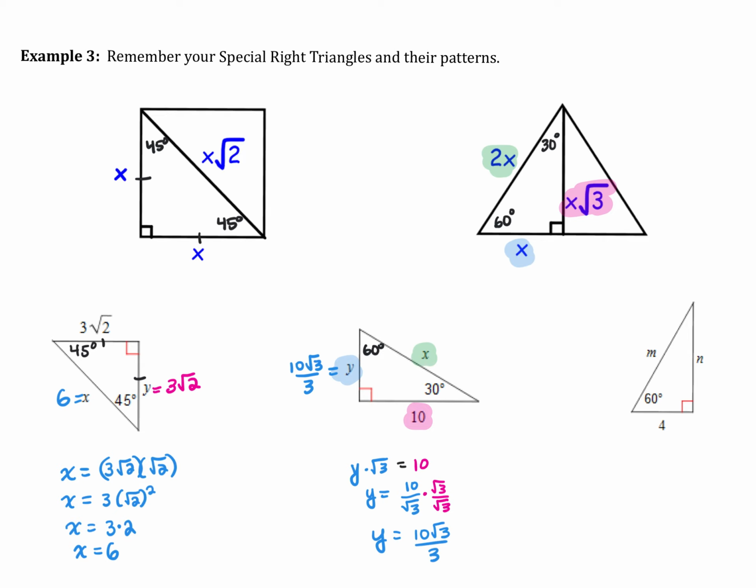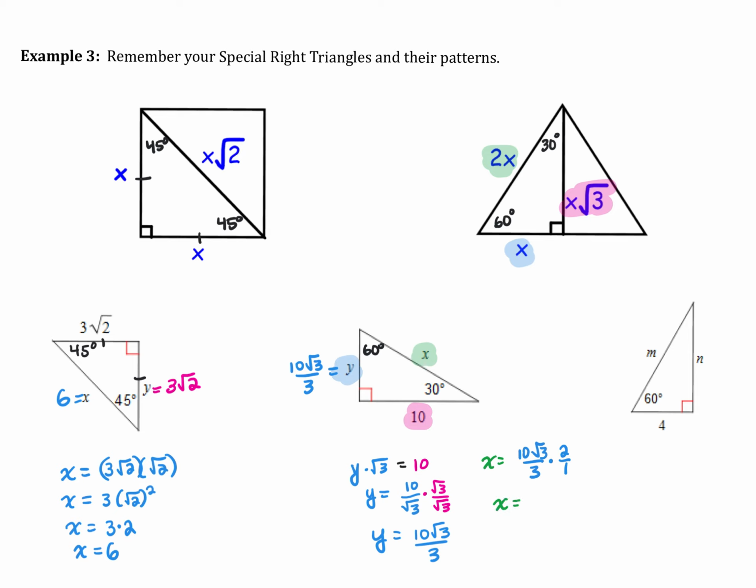Now x, let's again match up things that we know. I know if I take the blue side and multiply it by 2, I get the green side. So I have to take this blue side, multiply it by 2 to get x. So really what I'm saying is to get x, I've got to take 10 radical 3 over 3 and multiply it by 2 over 1. And I write it as a fraction because you guys know me, I like to have all fractions.